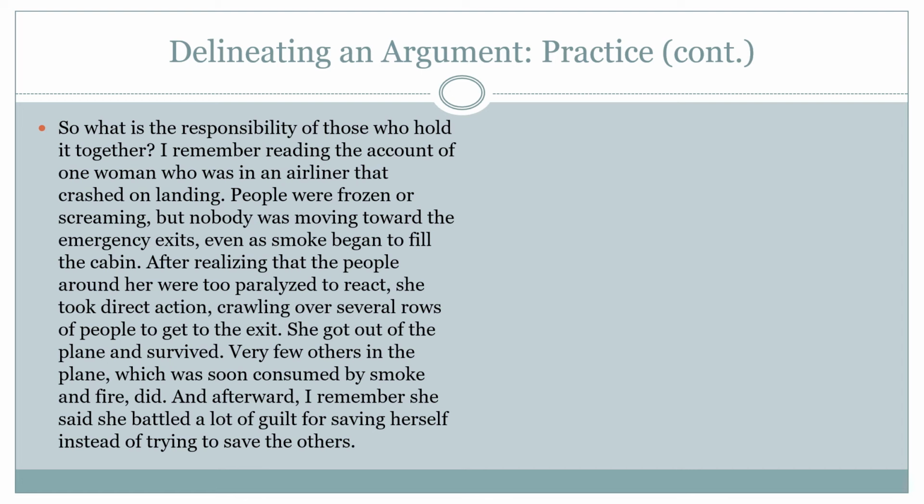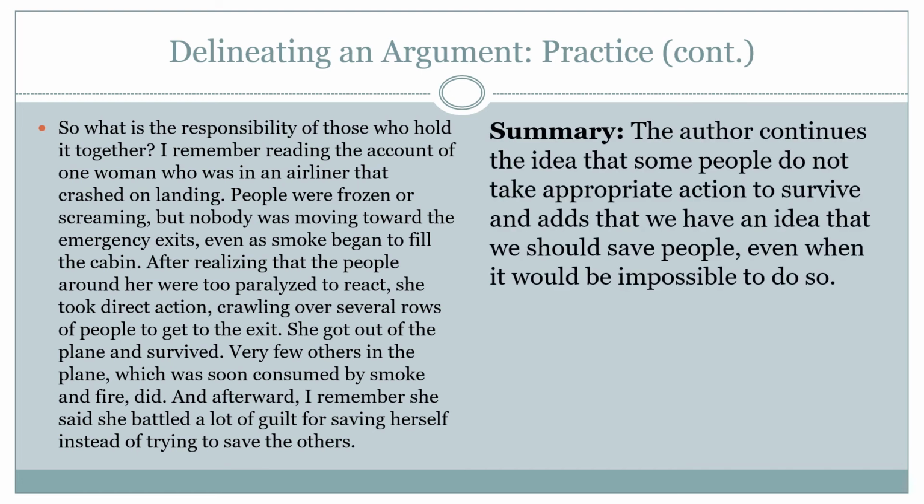So if we take a look at this, this is the last paragraph that we are going to do together. And when you go to Google Classroom, you'll see the assignment there. If we take a look at this paragraph, I'll give you a second to read it. So the author uses this paragraph to continue the idea that some people don't take the action that they should, but they also add in this idea that we feel, just as human beings, that we should save people even when we can't.